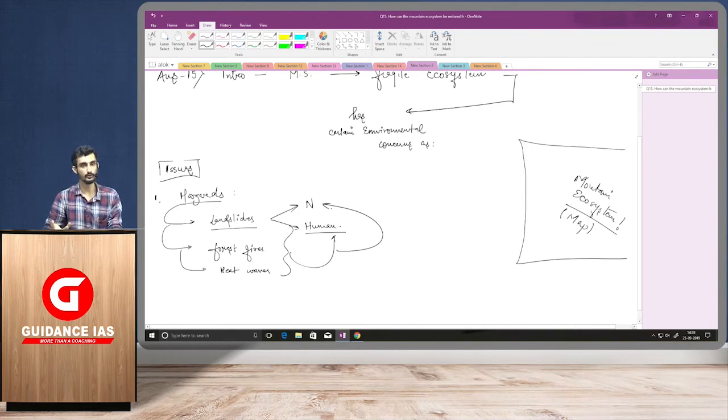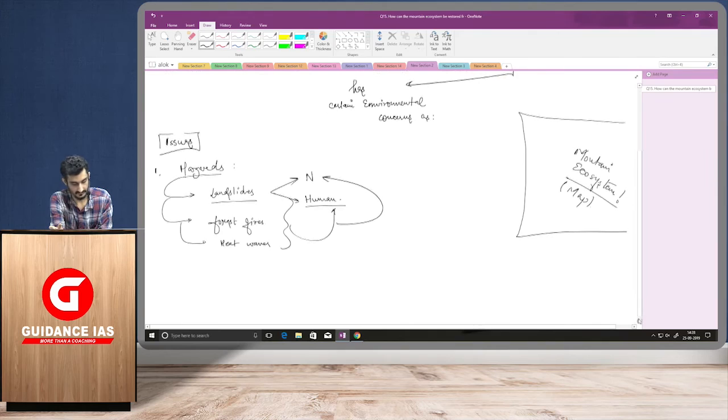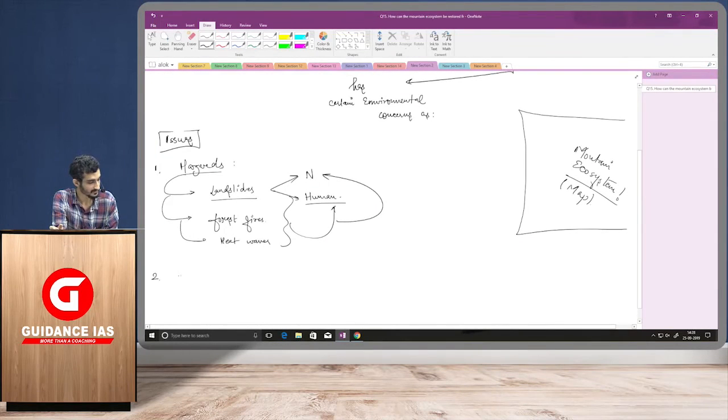These all can be due to both human as well as natural causes. For example, increase in vehicular pollution and more global warming are increasing the incidence of heat waves in these mountain topographies, which earlier was not the case. And so this is with respect to the hazards. Now with respect to scarcity of resources.